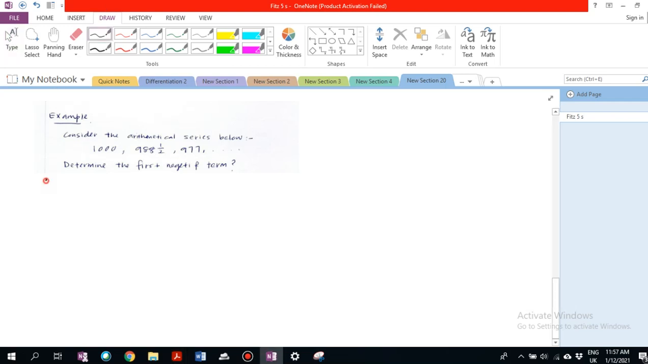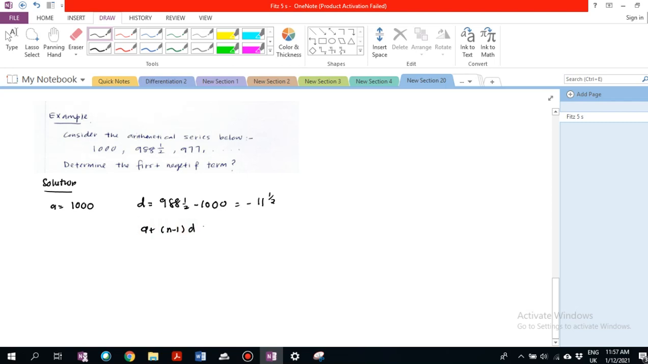So your solution should be, as usual, you should have your A. In this case your A is 1000. Start with 1000. What is your D? D is 988 1/2 minus 1000. You will get negative 11 1/2. Then determine the first negative term. So the term formula is A plus (n minus 1) times D.